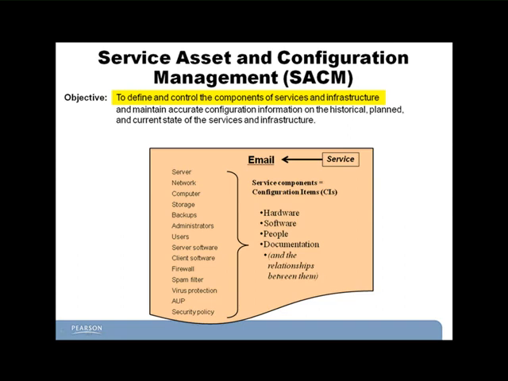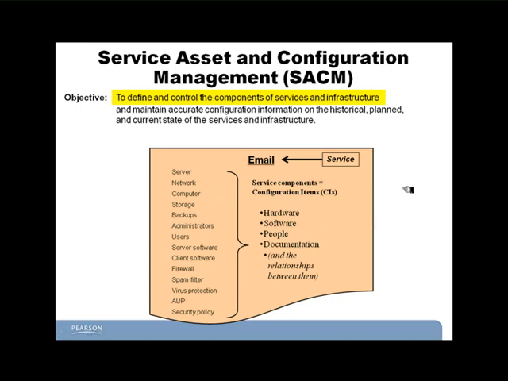The items on this list on the left are all CIs, and you can categorize them into those 4 groups. A server is a type of hardware, an application is software, administrators and users are people, and the acceptable use policy is documentation. But we also need to track the relationships between CIs. This software lives on this server lives on this network, and this computer belongs to this user.